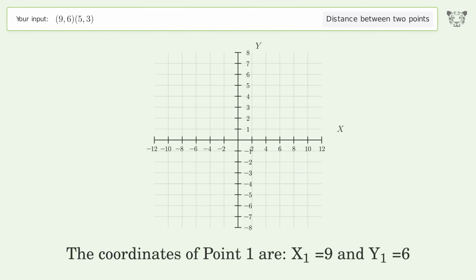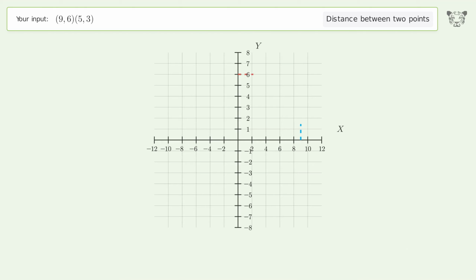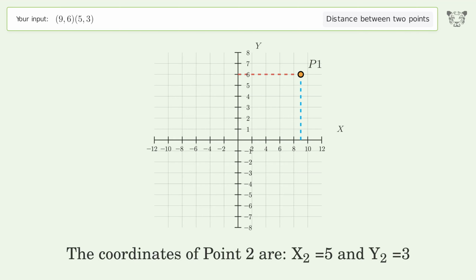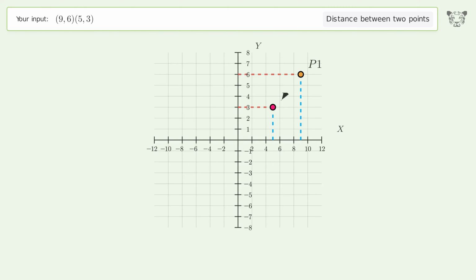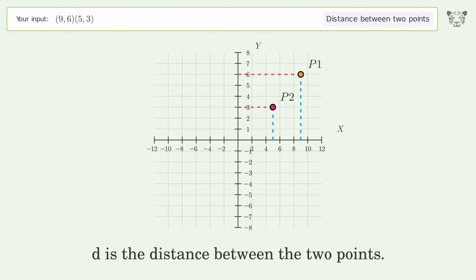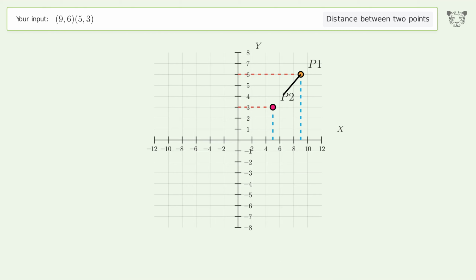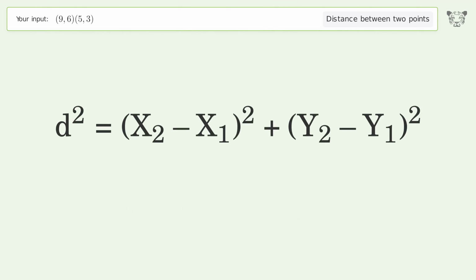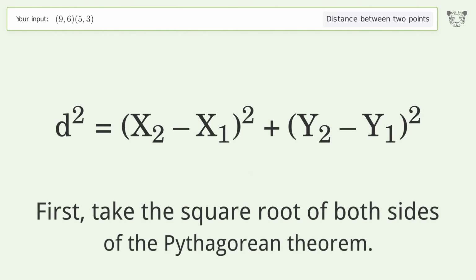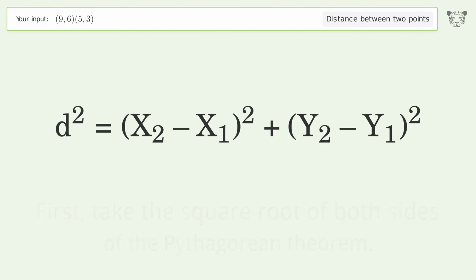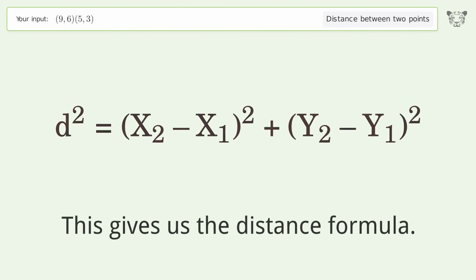The coordinates of point 1 are x1 equals 9 and y1 equals 6. The coordinates of point 2 are x2 equals 5 and y2 equals 3. D is the distance between the 2 points. First, take the square root of both sides of the Pythagorean theorem. This gives us the distance formula.